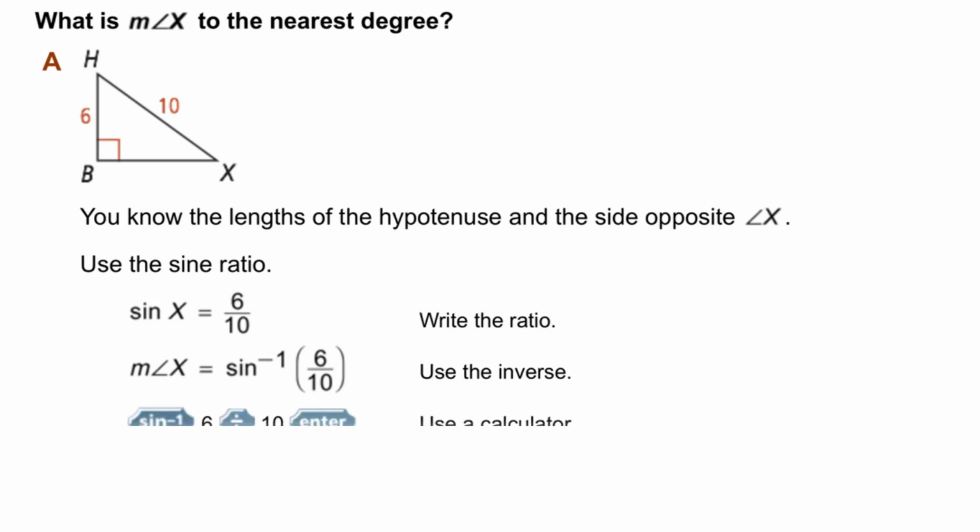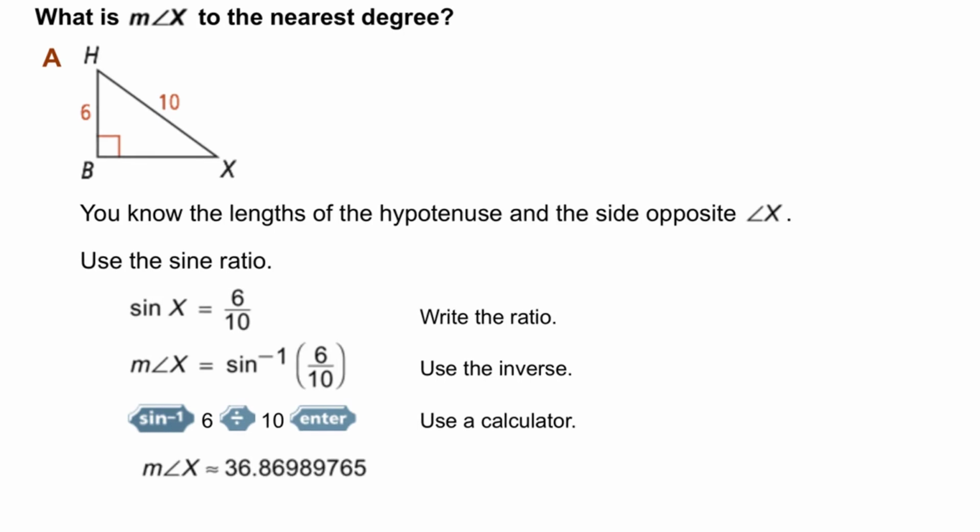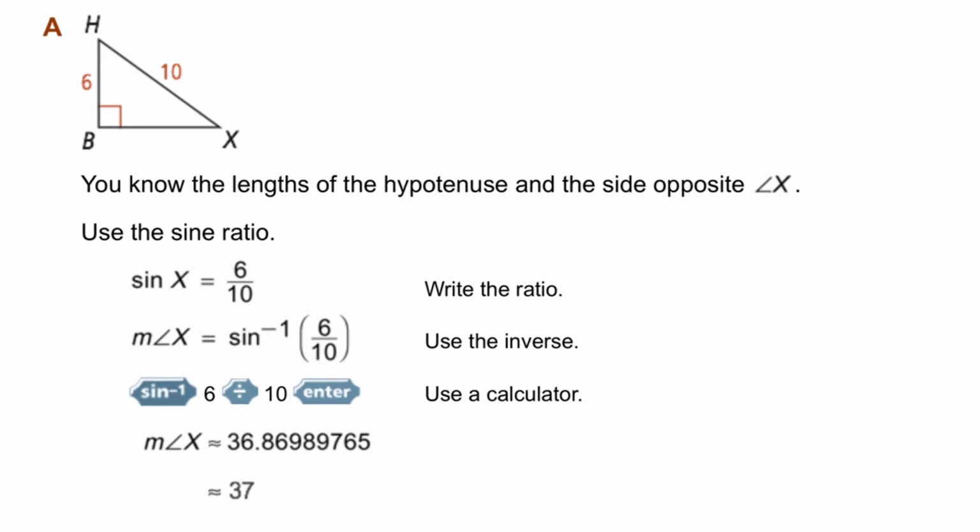6/10. So we use a calculator to evaluate the inverse sine of 6/10, and we'll find that the measure of angle x is approximately 36.87, or 37.